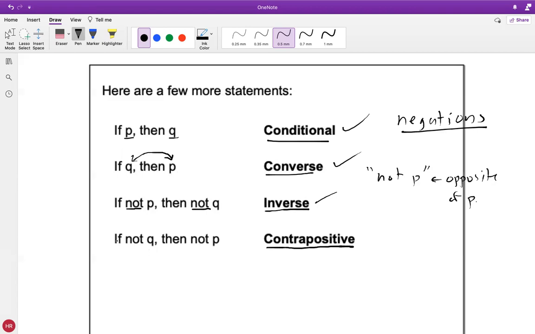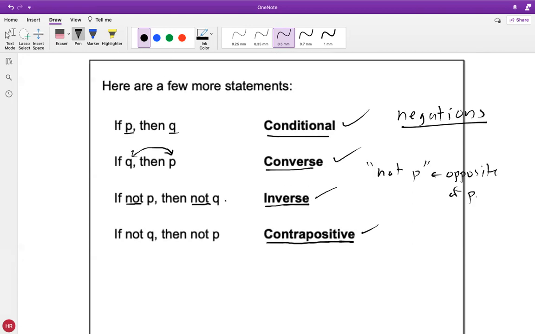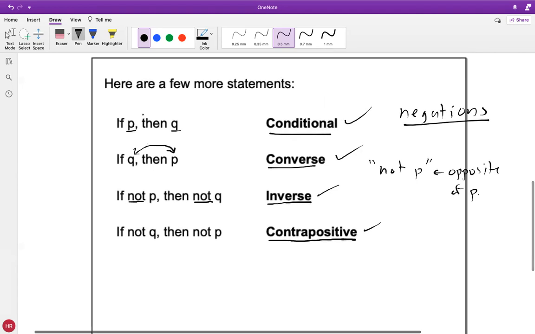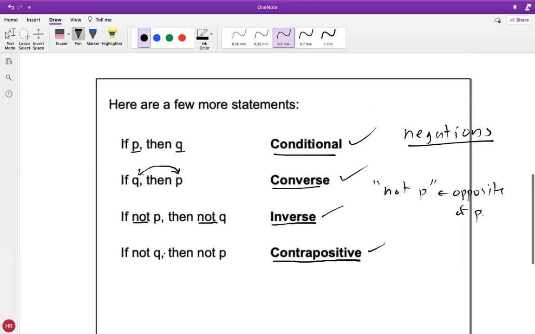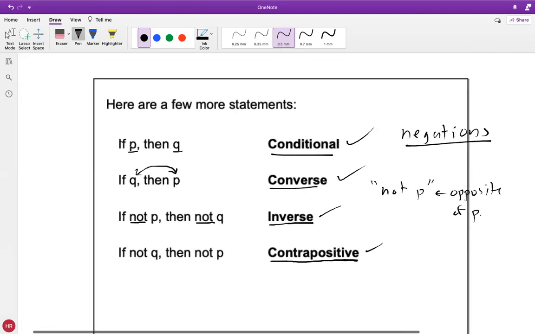So our original statement was "if P then Q." If I switch Q and P, so Q first, P second, and then I also make them not Q and not P, I get what's called a contrapositive. The contrapositive is interesting in the sense that if the first statement is true, then the contrapositive must also be true. I'll say that again. If the original statement is true, then the contrapositive is also true.